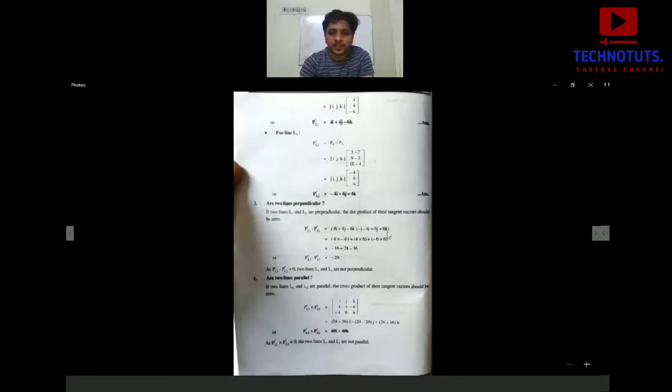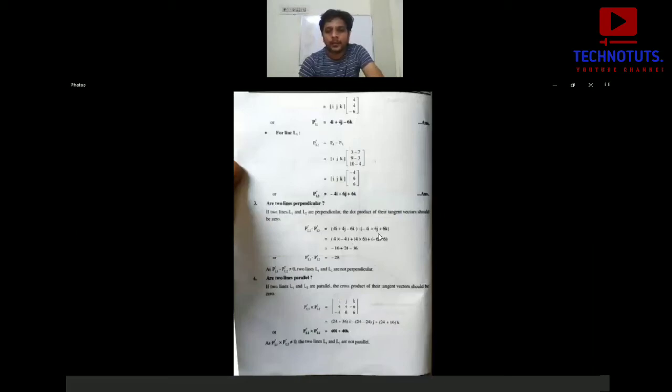Okay. So it will become 4 into minus 4 plus 4 into 6 plus minus 6 into 6. So the dot product of the two lines, line L1 and L2, is obtained as minus 28, which is not equal to 0. Therefore, we can predict that the two lines are not perpendicular to each other.